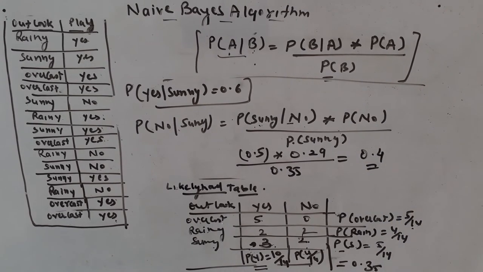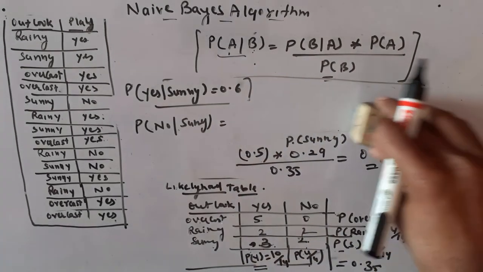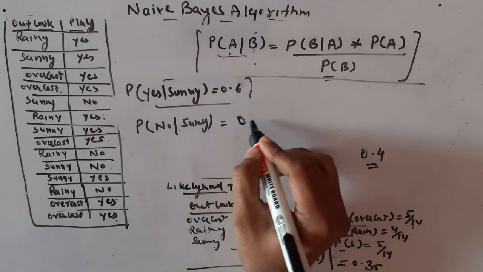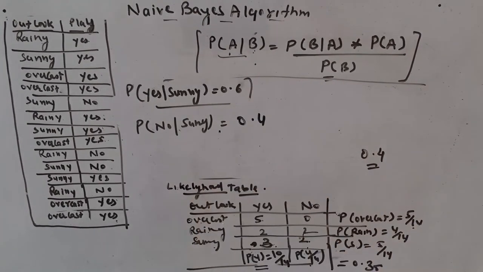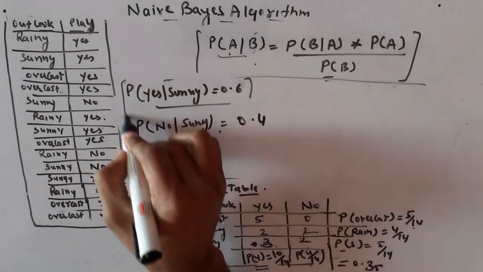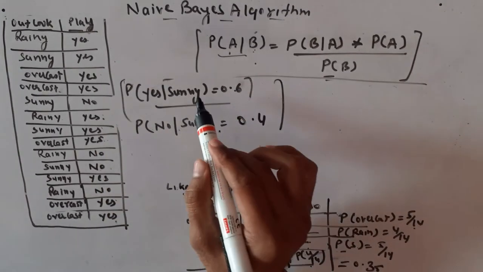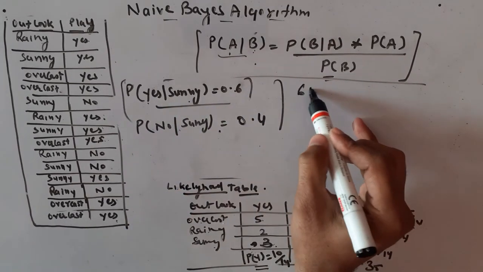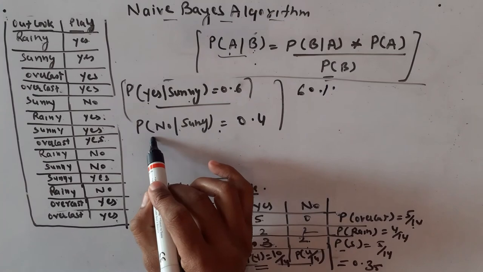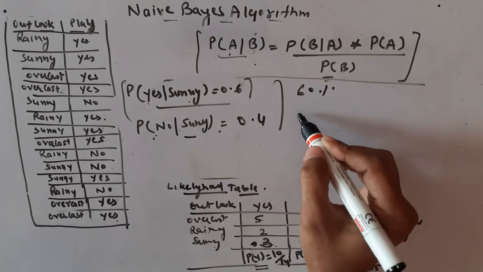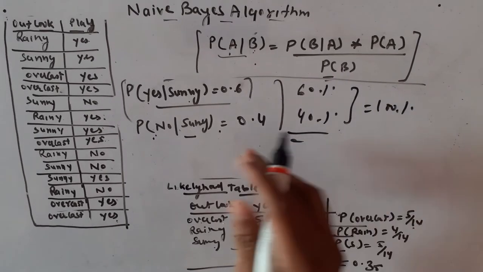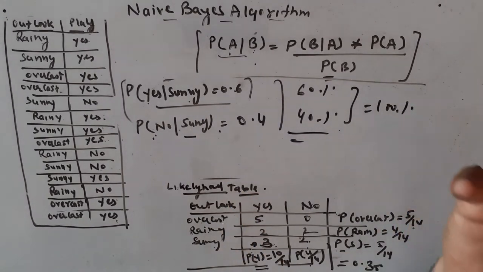So now you can see that using this formula we calculated this, and the probability of this came out to be 0.4, which seems to be fair and true, because the probability of having any game given the weather is sunny is 60%, and the probability of having no game given the weather is sunny is 40%, and the total is 100%. So this is how your Naïve Bayes algorithm actually works.